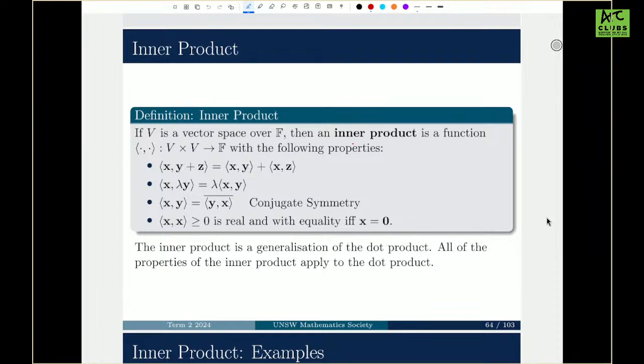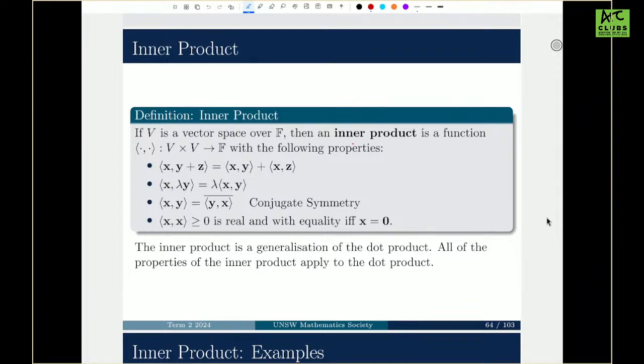Alright, so we're going to get started on inner product spaces, and I think a good starting point is to define what an inner product actually is. Suppose we've got some vector space V over a field F, then we say that the inner product is some function that takes two inputs from our vector space V and maps it to the field that the vector space is defined over.